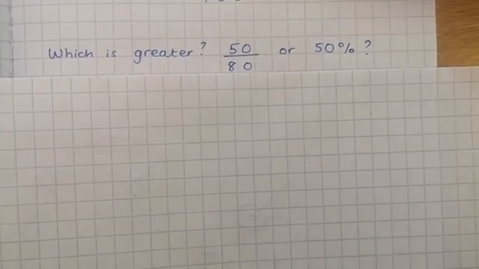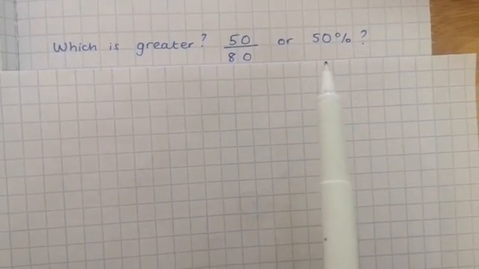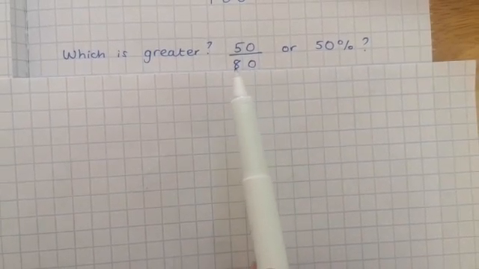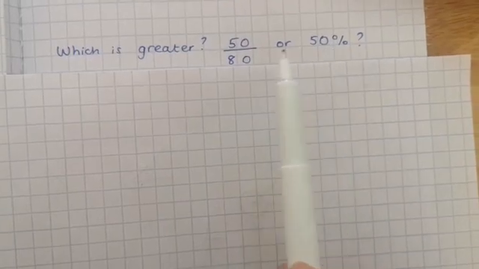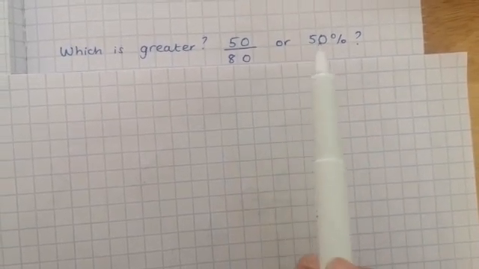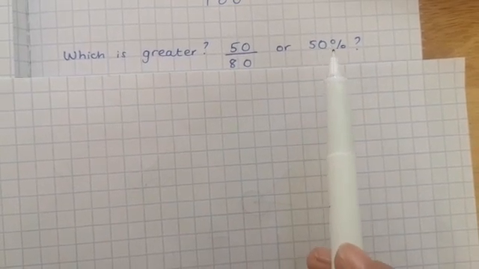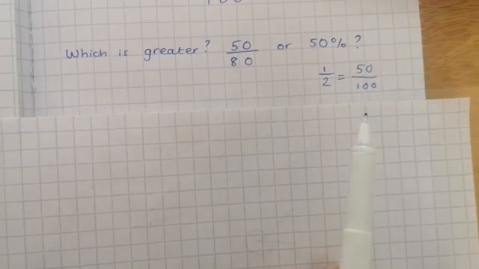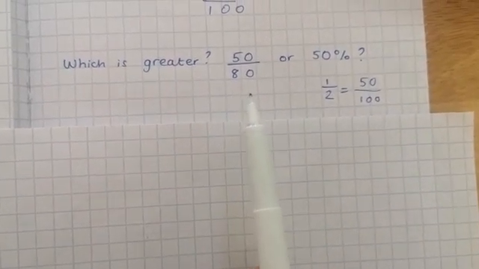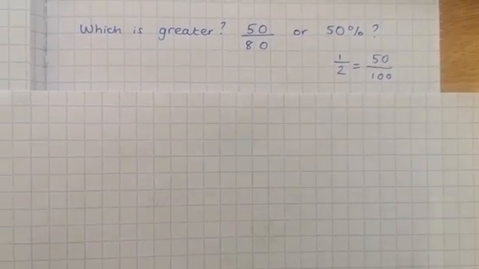So this one is slightly different. This one says which one is greater, 50 out of 80 or 50%. This one is different because my denominator on my fraction here is not 100, so it's not as simple as just thinking about this as a percentage. So 50% I recognise straight away because I know that's 50 parts out of 100, which is the same as 50 hundredths, which is the same as 1/2. So I need to think about if 50 80ths is bigger or less than 1/2.